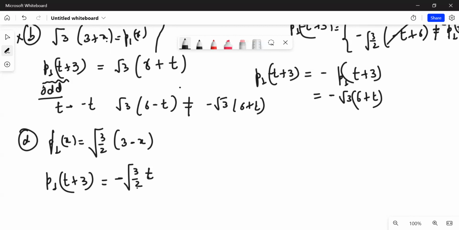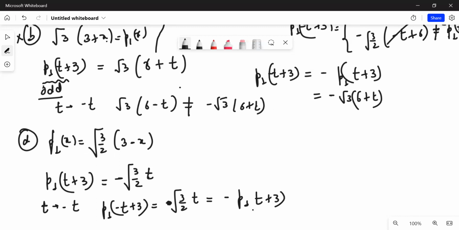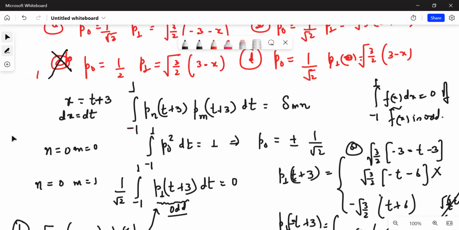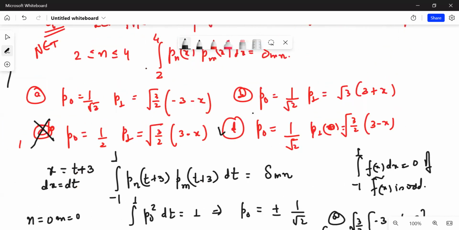Now clearly, if you replace t by minus t, your P1(minus t plus 3) is equivalent to minus of this. This will be root over 3 by 2 t, which is equal to minus of P1(t plus 3). So clearly, this is an odd function. And I know if there is an odd function and I integrate it from minus 1 to plus 1, this integration would certainly be equal to zero. I hope you've got the logic. So option number D would be the correct answer.